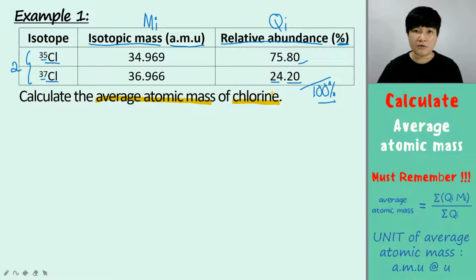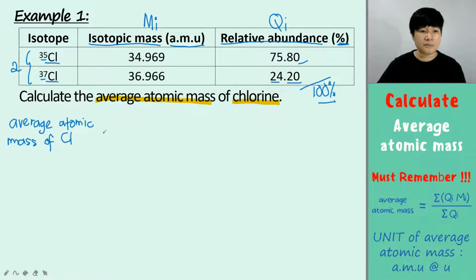So how do we work out the average atomic mass of chlorine? Simple. We always start with the formula, and make sure you write the formula down because there is 1 mark given. The average atomic mass of chlorine equals the total of Qi times Mi over the total of Qi. With this formula and all the values given in the table above, you can just put them into the formula and calculate.